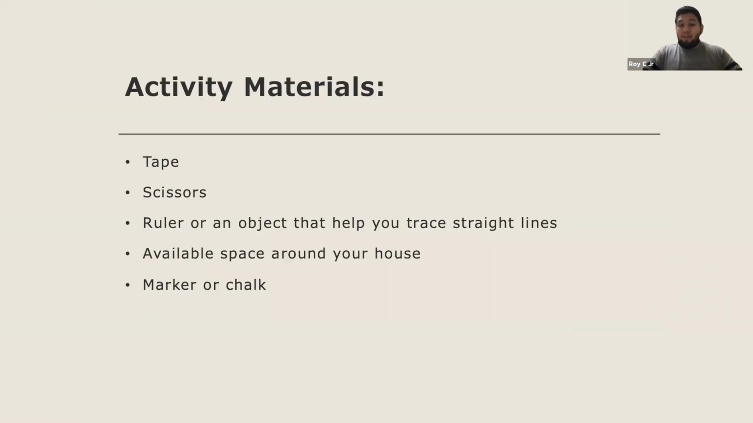And so the activity materials that we used were tape, scissors, and a ruler in order to make straight lines and make the squares that we were trying to make for the grid line surface. You also need available space in your house. You don't want to have a small grid line surface that you can't walk around, and perhaps you'll need markers or pen or chalk pen, whatever you have available.